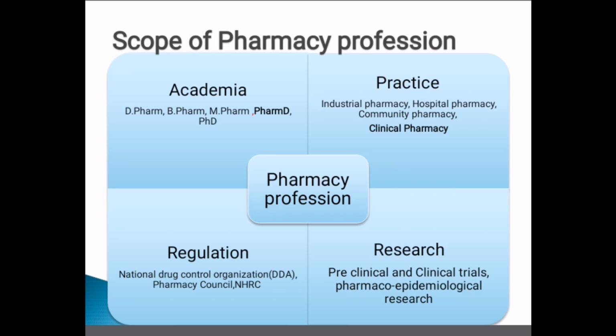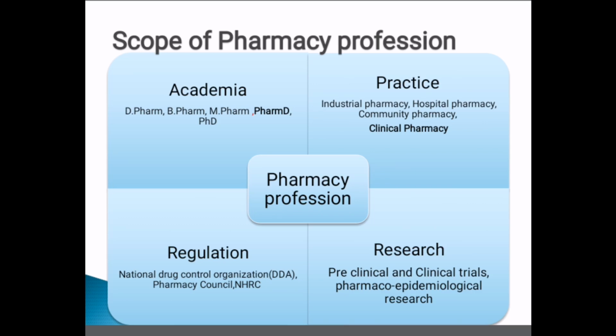In the practice area, that will be the pharmacy profession. The practice area is clearly industrial pharmacy, hospital pharmacy, community pharmacy, and clinical pharmacy. What does industrial pharmacy really mean? Industrial pharmacy means the manufacturing, large-scale production of the medicines and quality control of the same.